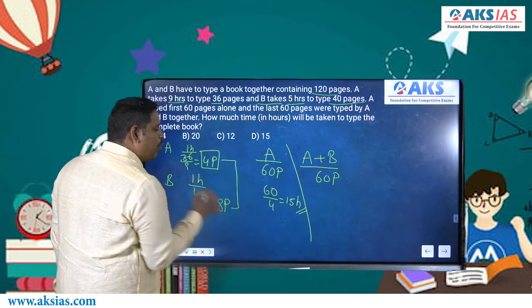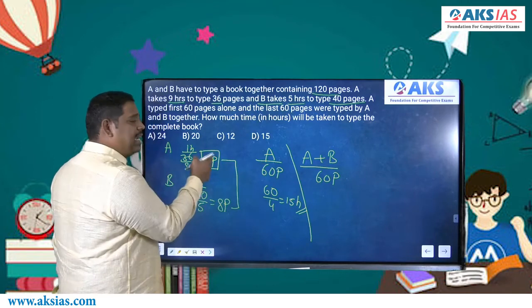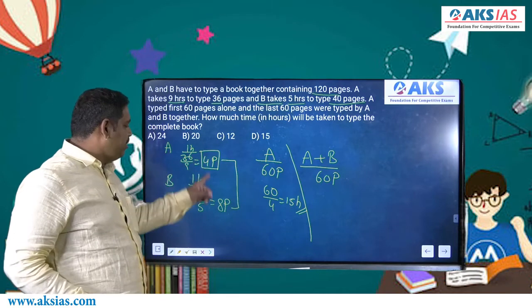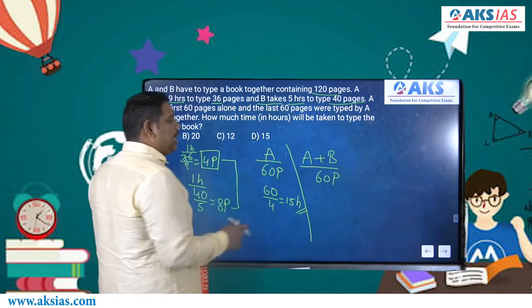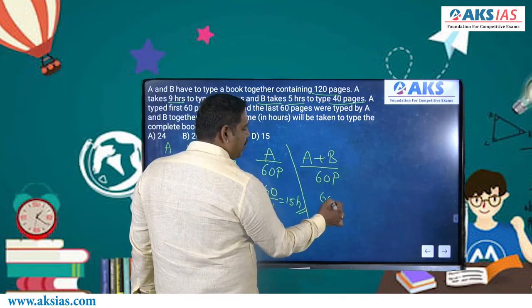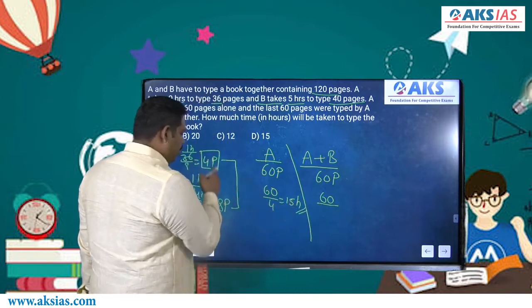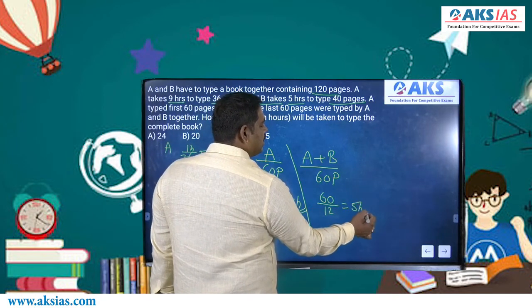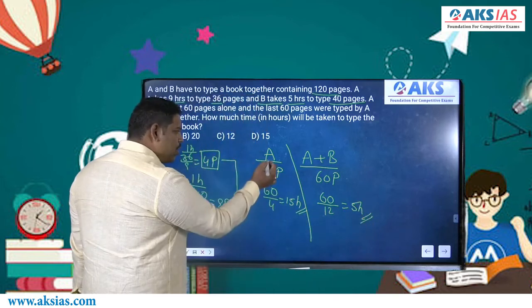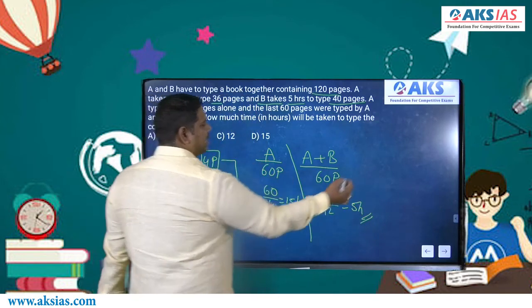Together means 4 plus 8, sir. Because he can type 4 pages in 1 hour, and he can type 8 pages in 1 hour. Together they type how many pages? 12 pages. So this 60 is the work they have to complete; per hour they do 4 plus 8, 12. That means how many hours are required? 5 hours.